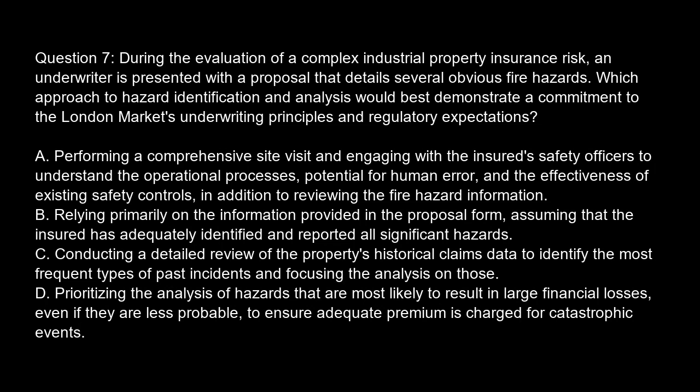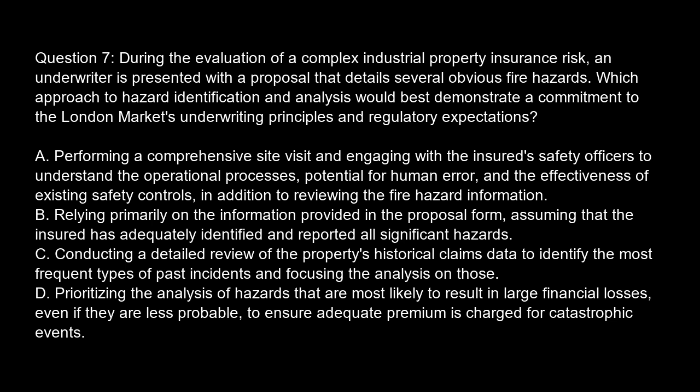Question 7. During the evaluation of a complex industrial property insurance risk, an underwriter is presented with a proposal that details several obvious fire hazards. Which approach to hazard identification and analysis would best demonstrate a commitment to the London market's underwriting principles and regulatory expectations? Option A. Performing a comprehensive site visit and engaging with the insured's safety officers to understand the operational processes, potential for human error, and the effectiveness of existing safety controls, in addition to reviewing the fire hazard information.